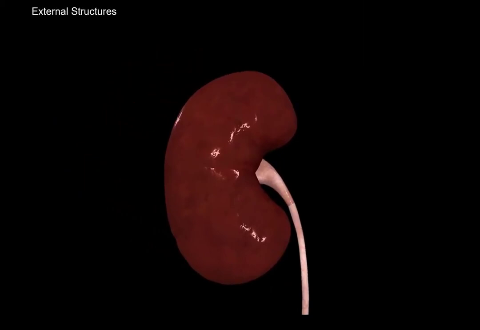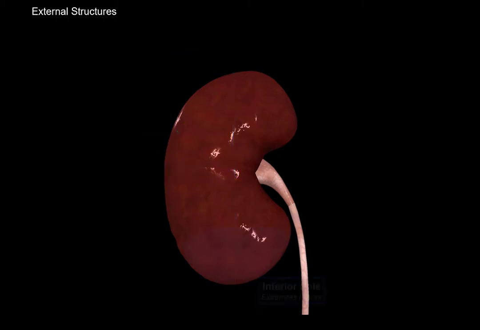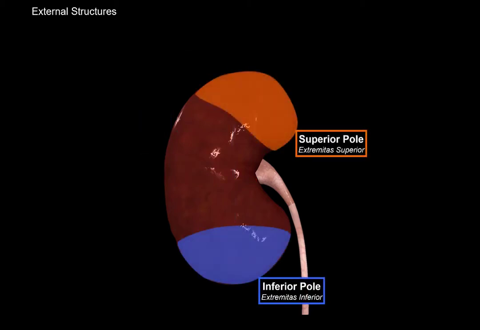Now, let's start with the kidneys anatomy by looking at the external structures. The kidneys are about 120 to 200 grams. These numbers really deviate depending on the source you're studying from, but they're about 10 to 13 centimeters long and 5 to 6 centimeters wide and about 4 centimeters thick. The kidneys have an inferior pole and a superior pole.